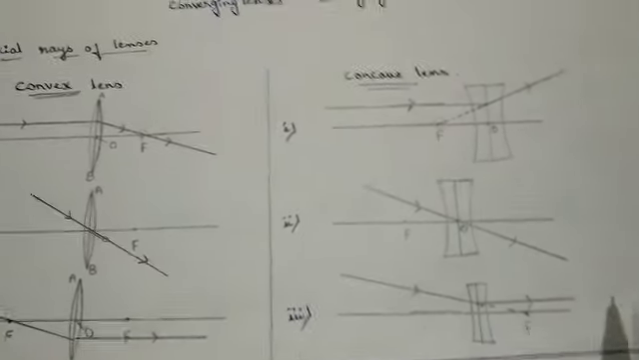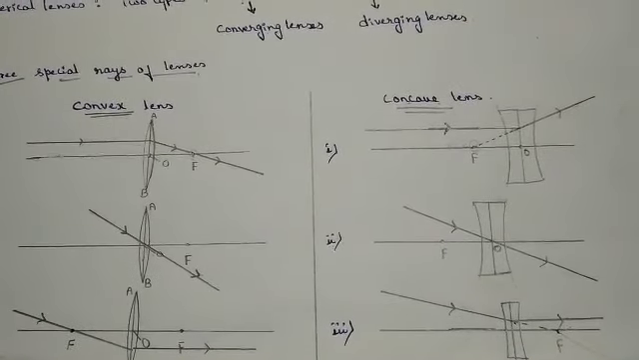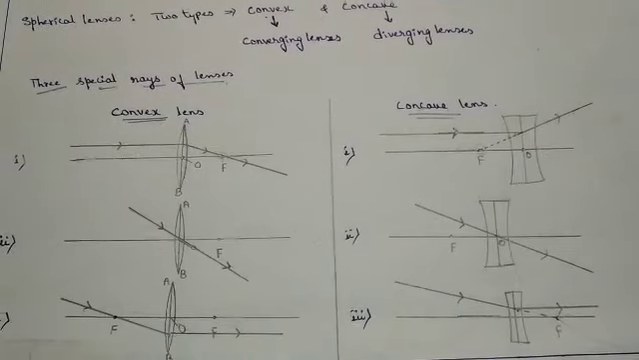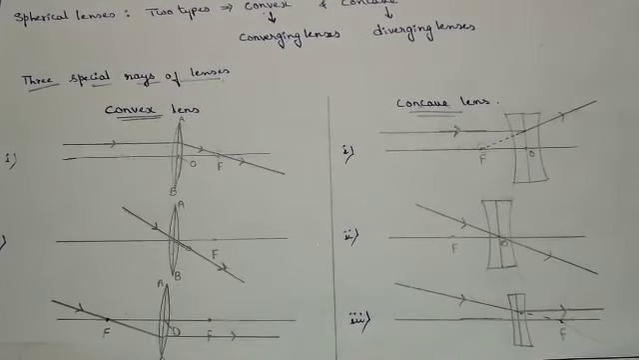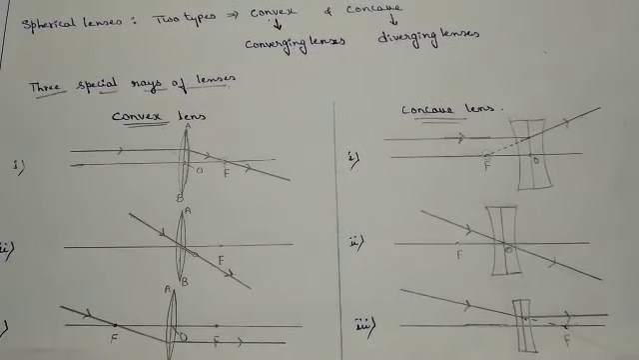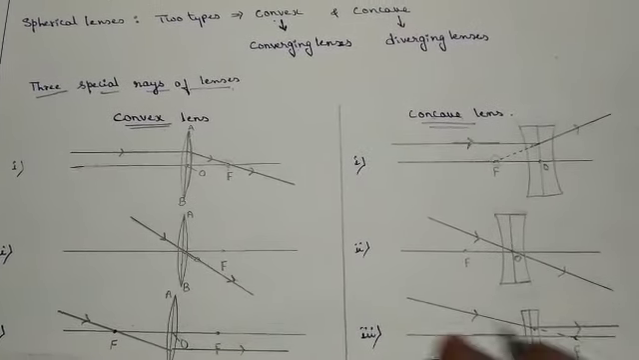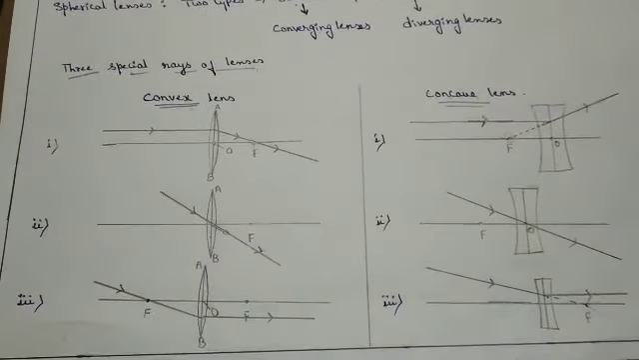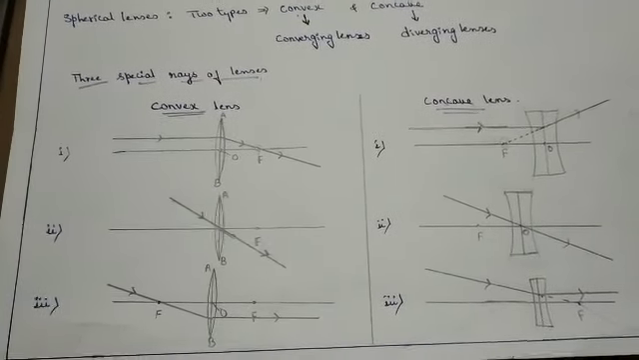This is how the three special rays of lenses take place, which helps us in identifying the nature, size and position of the image formed when an object is kept at different distances from the lenses. Either it can be a concave lens or it can be a convex lens, children.